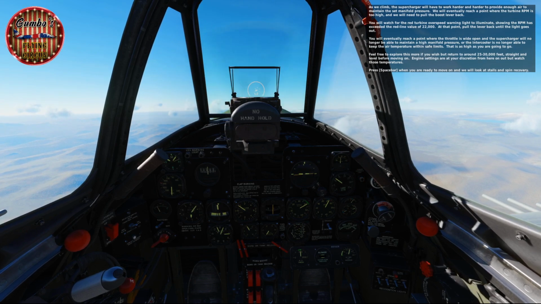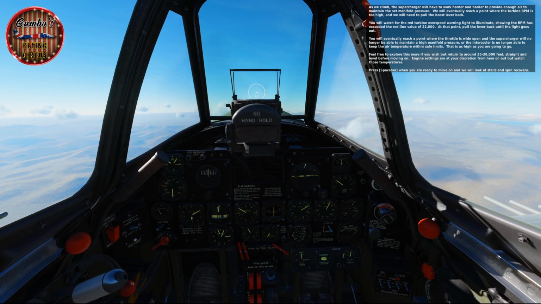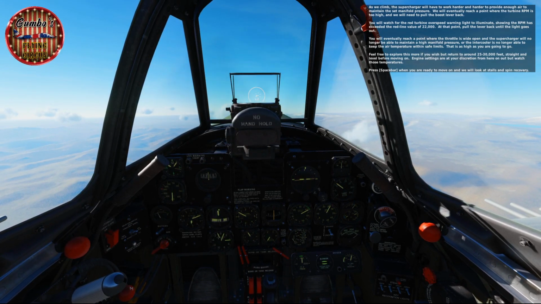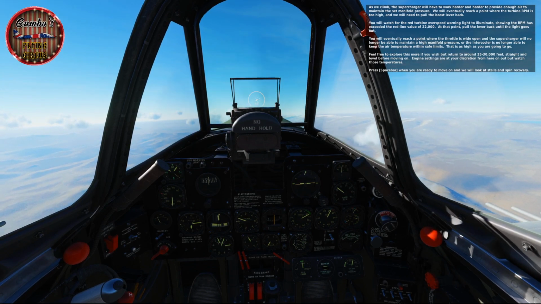You'll eventually reach a point where the throttle is wide open and the supercharger will no longer be able to maintain a high manifold pressure, or the intercooler is no longer able to keep the air temperature within safe limits. That's as high as you're going to go.